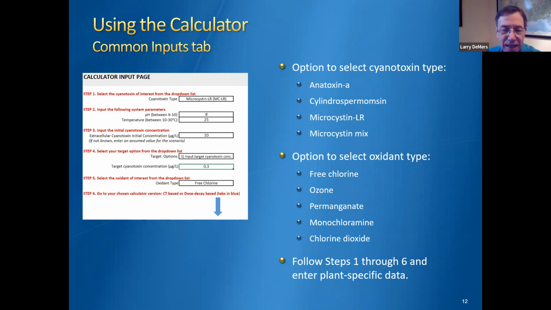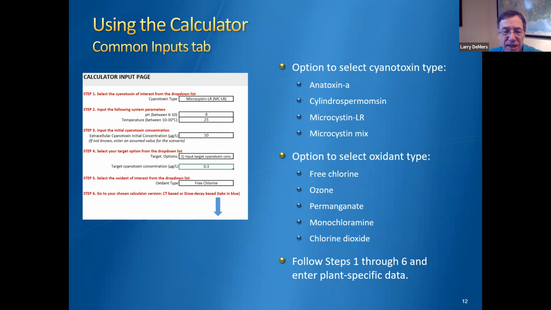And what I tell people when they're just getting familiar with the spreadsheet is play around with it. Just see, well, what impact would it have if I had microcystin versus all of a sudden if I get cylindrospermopsin showing up? Does it require a much different CT? The best way to find out is go in and try it.